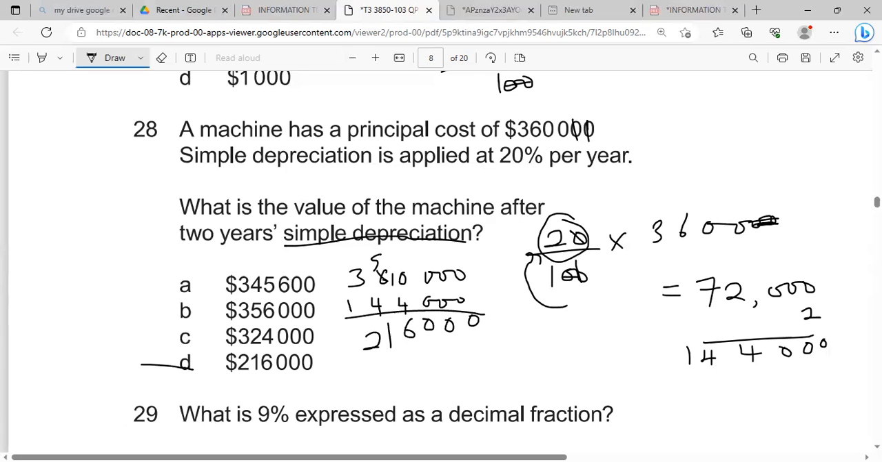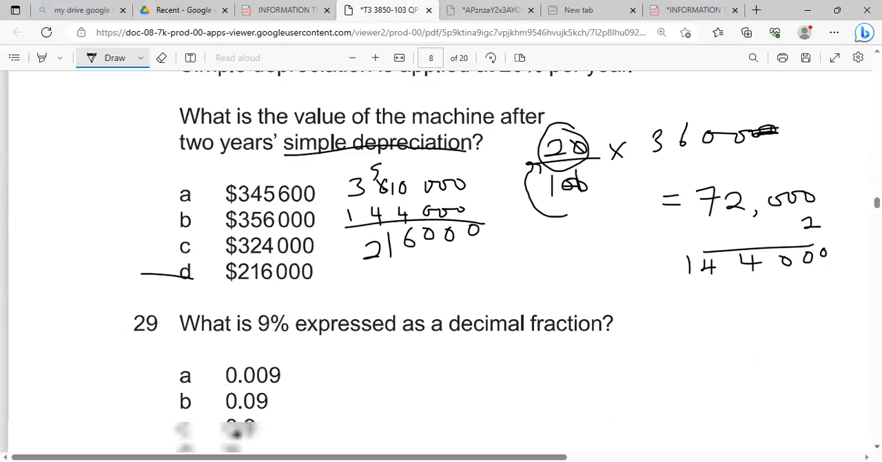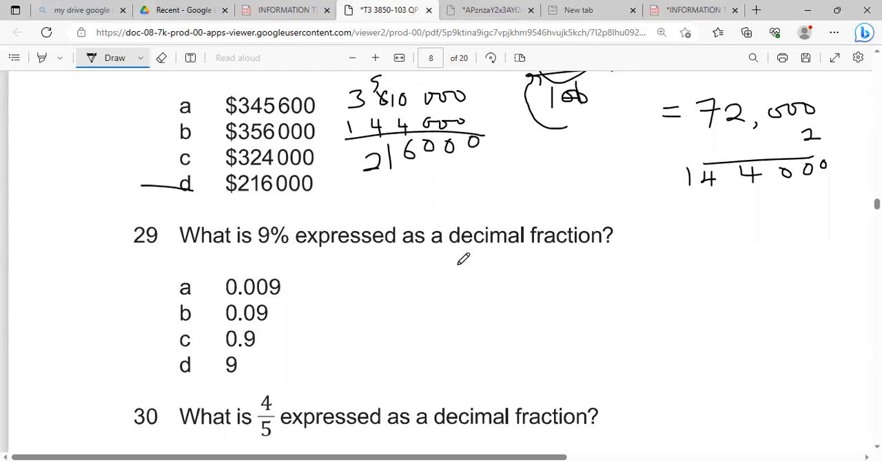It says, what is 9% expressed as a decimal fraction? It says 9 over 100, since percent means out of 100. Put a 0 for all the spaces. So I move to our left 2 times, 1, 2. So that would be 0.09. So that will be B.